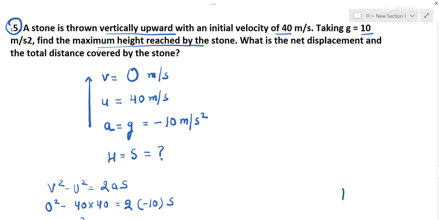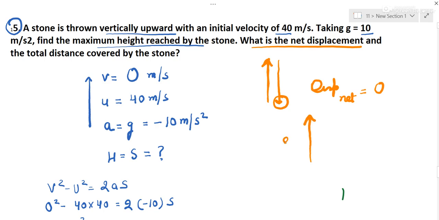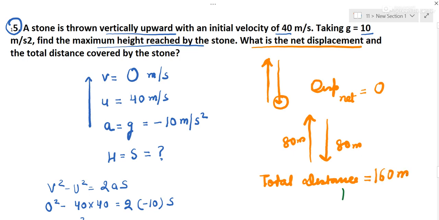Let us see what else is being asked. You can see they are asking what the net displacement is. The object will go up, it will come down again. So net displacement is 0. Displacement net is 0, and total distance in going up is 80. Distance is always added. In coming down, it is 80. So what is the total distance of the total journey? It's 80 plus 80, that is 160 meters. So let us see further.